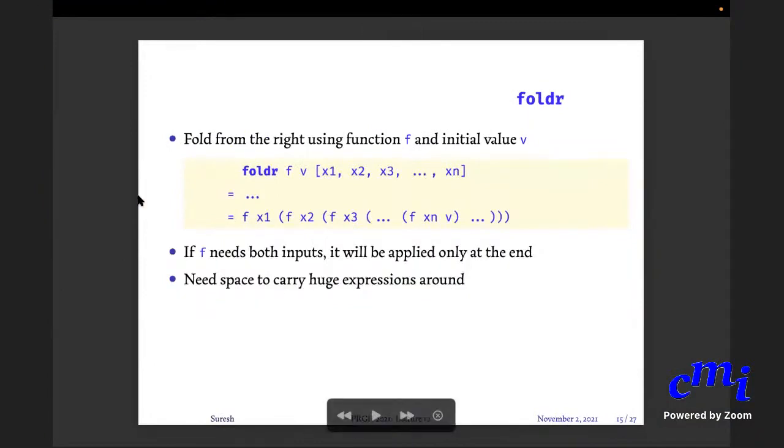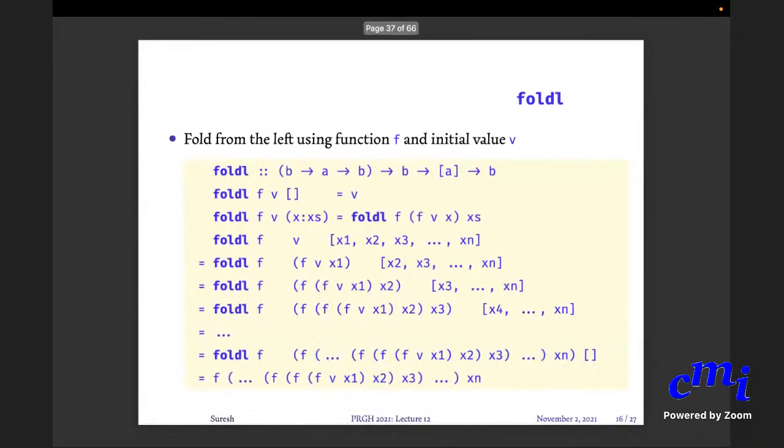So the point is this: if f needs both inputs, it will be applied only at the end after doing all the recursive calls. So you need space to carry huge expressions around, and that's a problem. Foldl on the other hand works like this. So foldl of f v x1 ... xn is foldl of f and then f v x1. That is the updated accumulator, and then it makes the recursive call. Then for this, it needs to update the accumulator again and make the recursive call. But the updated accumulator that it has is still an expression. It doesn't evaluate it. Why?